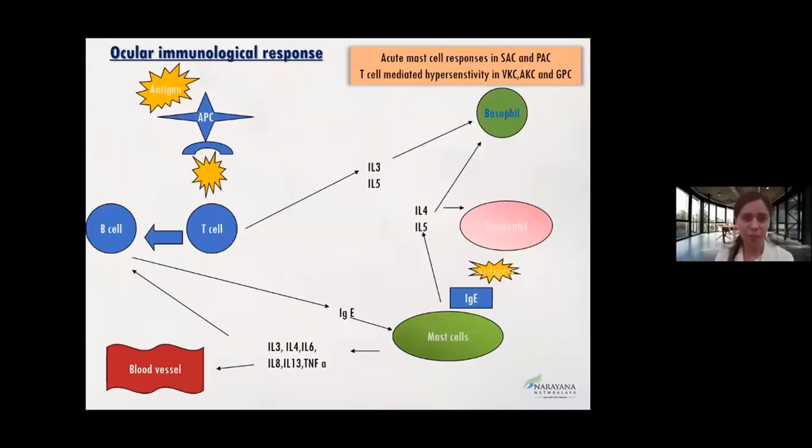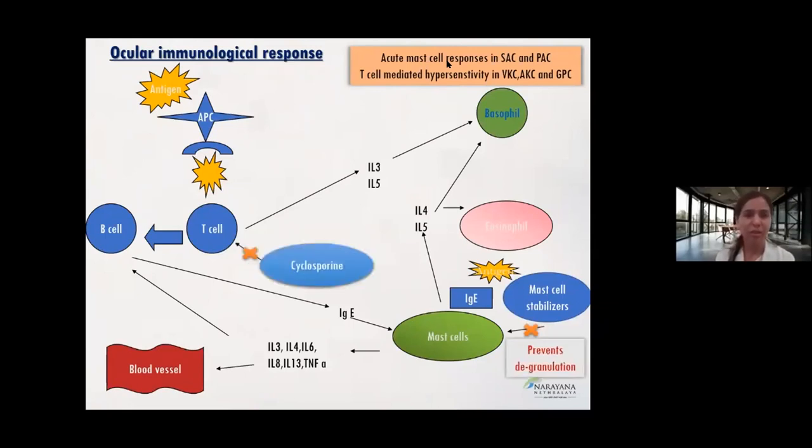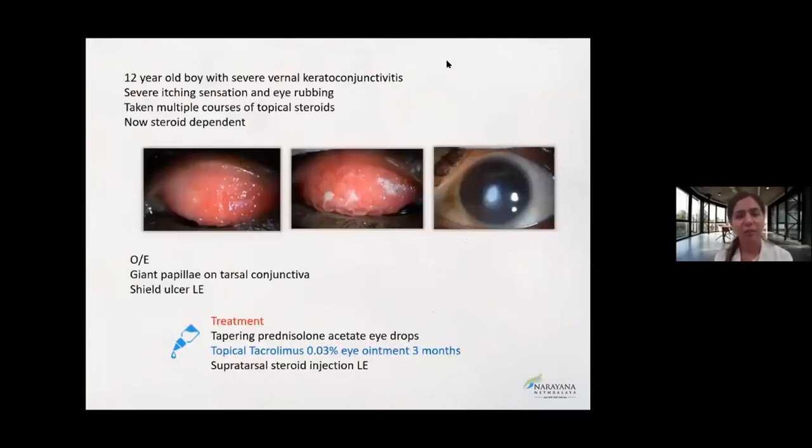So when we look at the immune response to various conditions, especially in allergy, we find that certain medications act at various points, and it's important to understand that. So for example, the mast cell stabilizers prevent the degranulation of the mast cells. Cyclosporin is a T cell inhibitor, it blocks the transcription of the cytokine genes in activated T cells. So this way we would try to give a more targeted therapy.